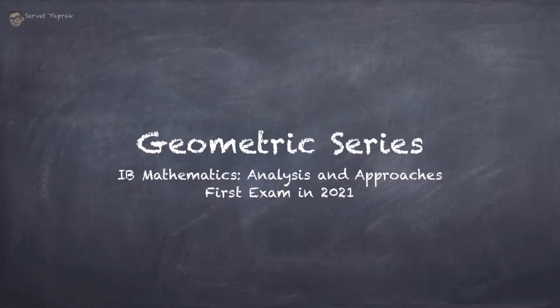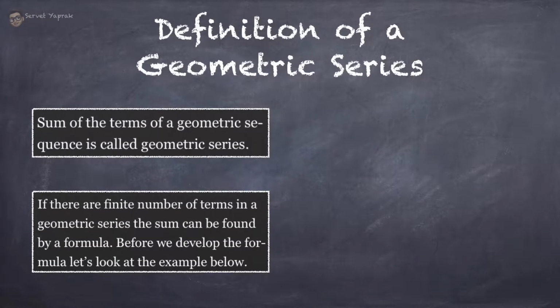Hello, in this video I will explain geometric series for IB. Let's start with the definition. The sum of the terms of a geometric sequence is called a geometric series. If there is a finite number of terms in a geometric series, the sum can be found by a formula. So let's develop this formula with an example.